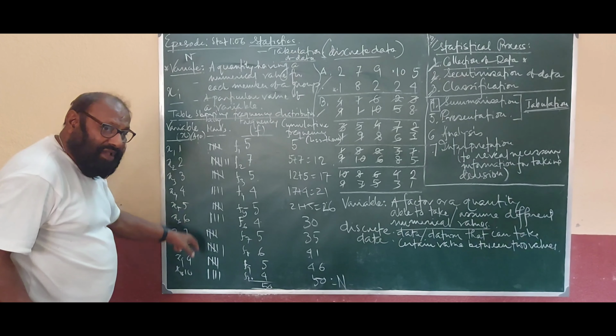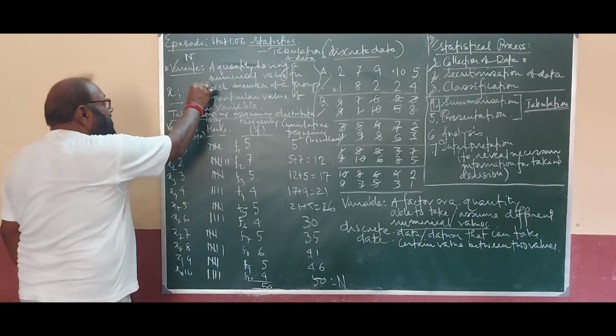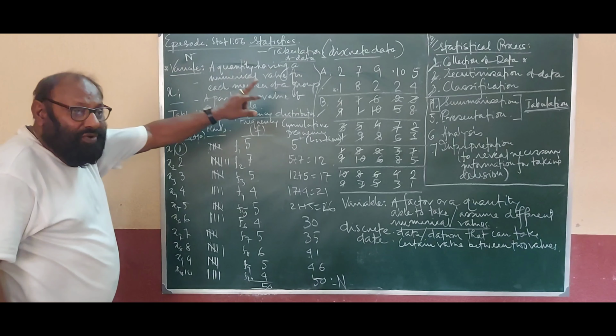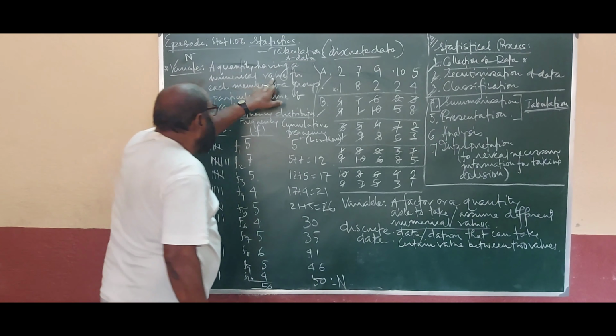1, 2, 3, 4, 5, 6, 7, 8, 9, 10, among these other variables, and a particular value is known as a variate. So what is a variate? A variate is a quantity having a numerical value for each member of a group.